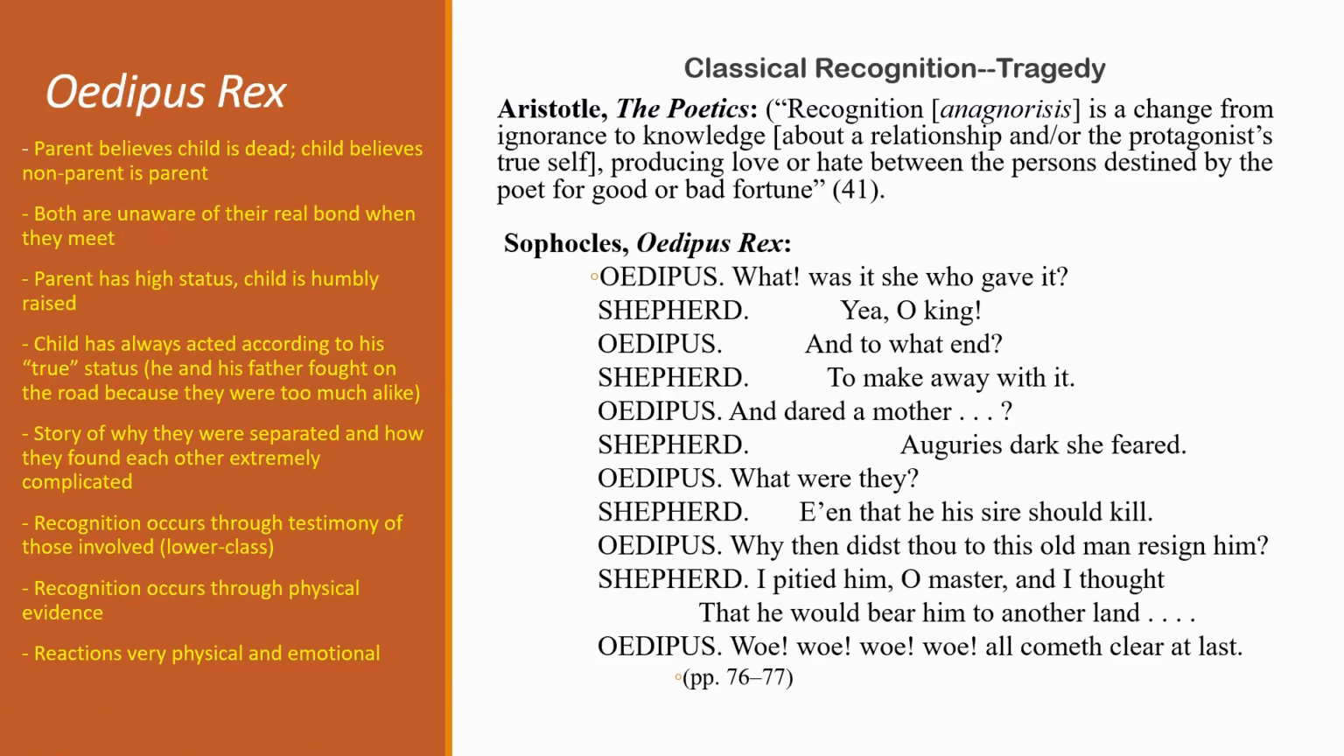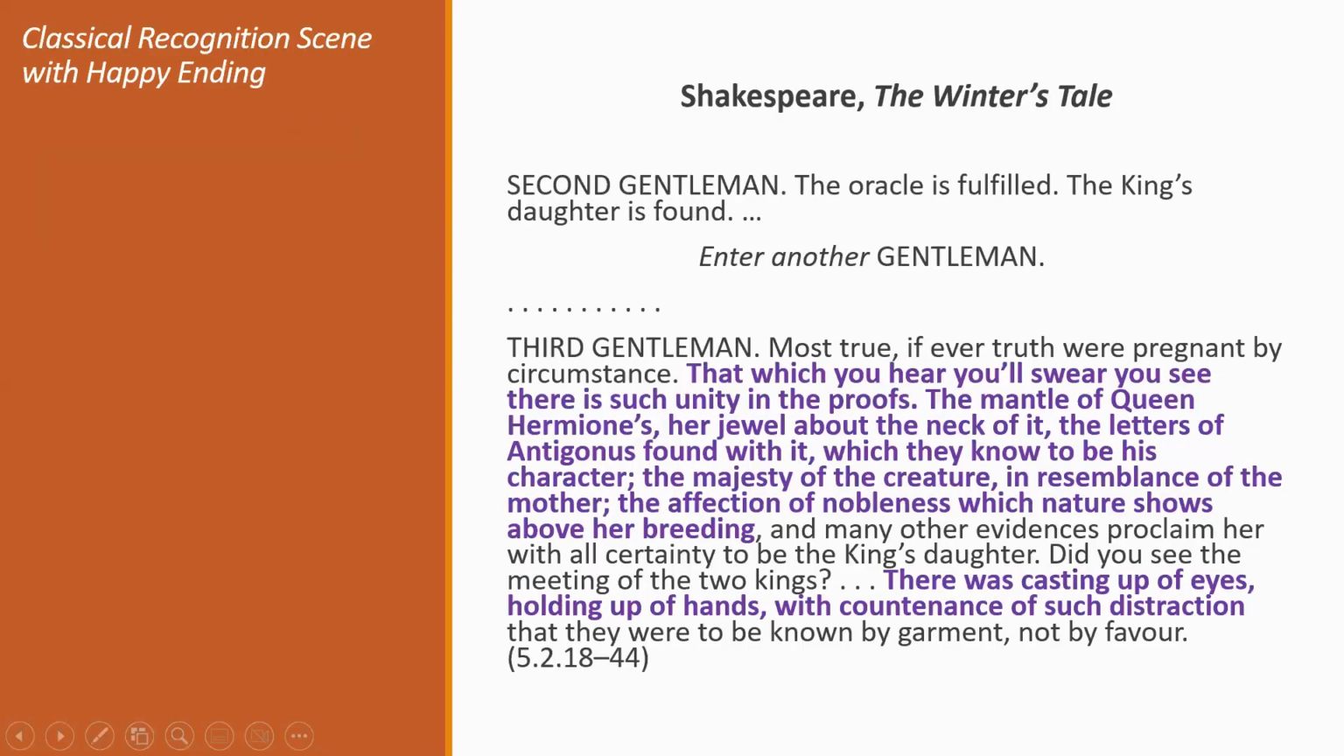But let's move on because we want to focus on comedy today. There will only be one other example of a tragedy. Okay. Another example that Jane Austen would have been familiar with is Shakespeare's play, The Winter's Tale. And this is a recognition scene, classical with a happy ending. And I don't think I'll read the whole thing out loud to you.